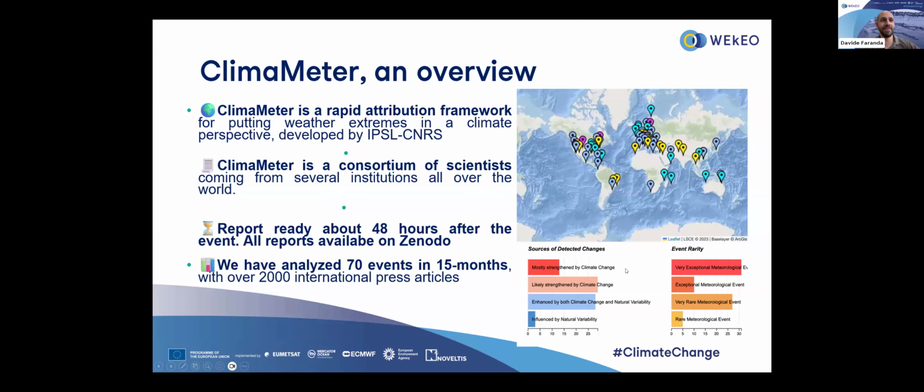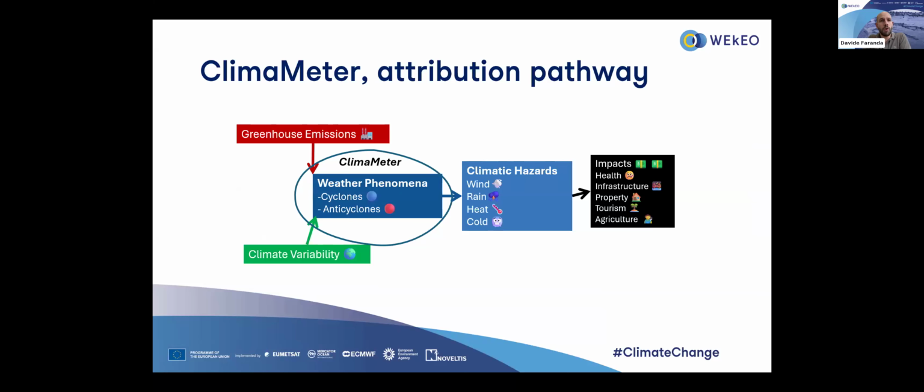So given all these results, how do we perform our studies? First of all, I want to recall what attribution is. Attribution is linking an event that produced some impact on health, infrastructure, property, tourism, agriculture to the sources that can be greenhouse gas emissions or the natural climate variability. So these impacts are produced by climatic hazards.